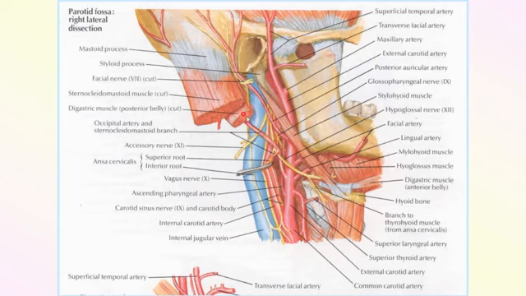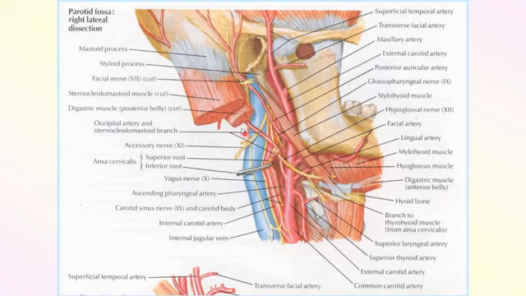Again, it's going to be deep to that posterior belly of digastric, which has been cut away, and also the mastoid process. And then it'll reach the back of the scalp. And then its terminal branches will accompany branches of the greater occipital nerve and supply the posterior part of the scalp. So you can see it's going to make its way, and you see more of it up here. So this is going to be the terminal branches up here.